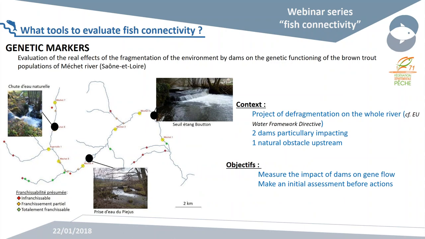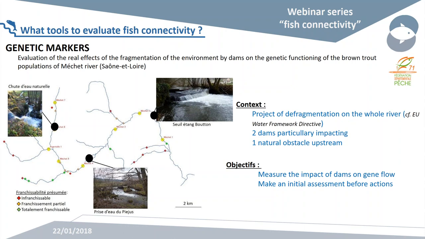The first one is about the evaluation of the real effects of the fragmentation of the environment by dams on the genetic functioning of the brown trout population of the Meshe River. This is a small river of the Massif Central in France. Here you have the hydrographic map of the Meshe River with all the dams in the river and in the tributaries. What's the context of the project? The context is the defragmentation of the river in relation with the Water Framework Directive, and the local manager wants to prioritize his action and intervention on all these dams.